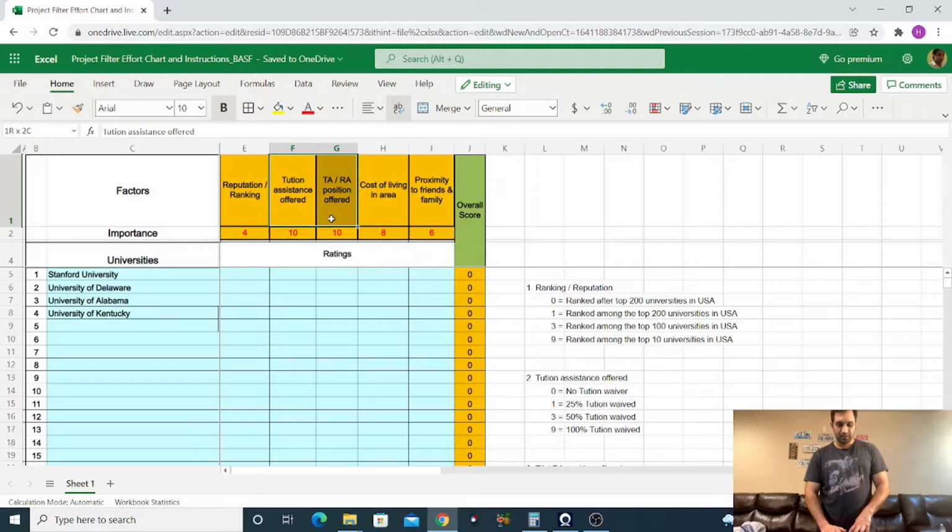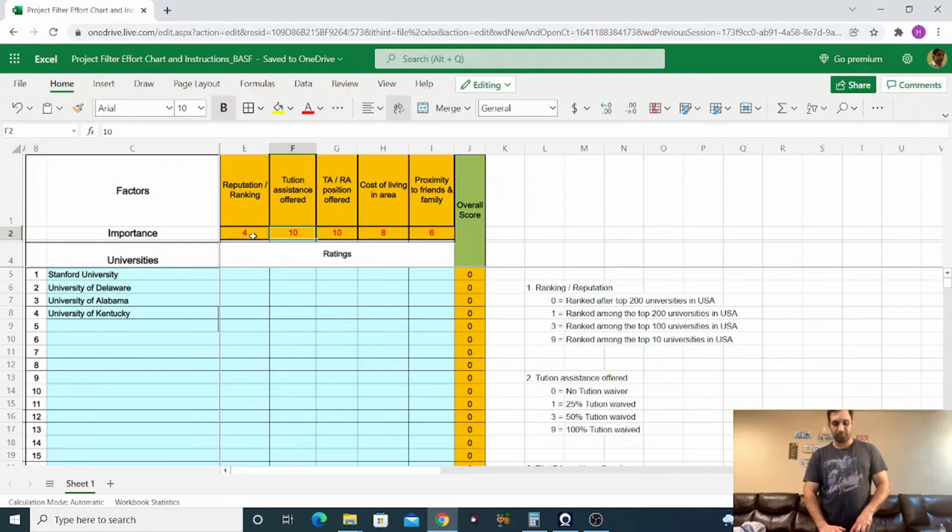These two, being from Southeast Asia, financial assistance was the most critical thing for me, and will probably be the same for a lot of you out there. So I gave them an importance of 10. Keep in mind, all of these factors have been ranked, or the importance has been ranked, on a scale of 0 to 10. So 10 means that it's most important, and 0 means that it's not important at all.